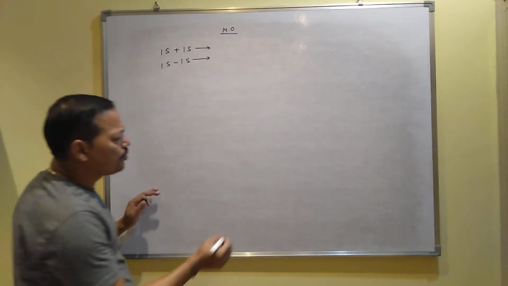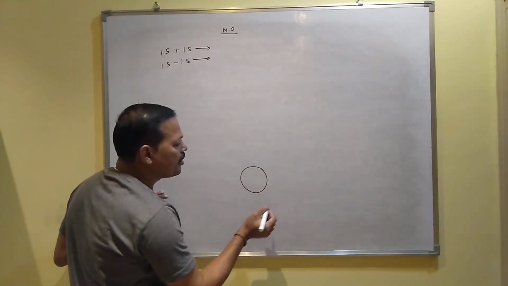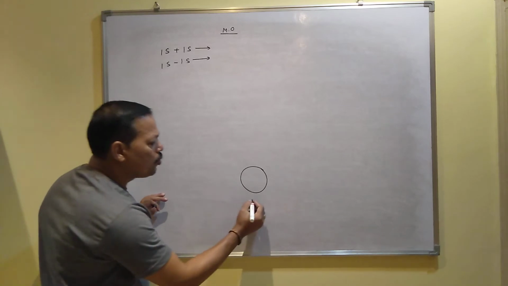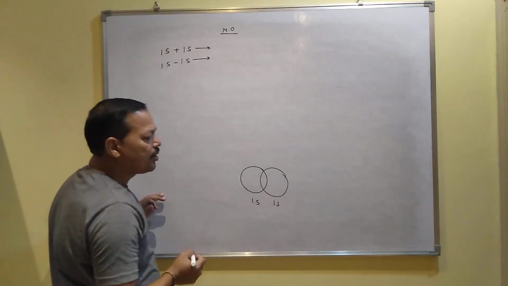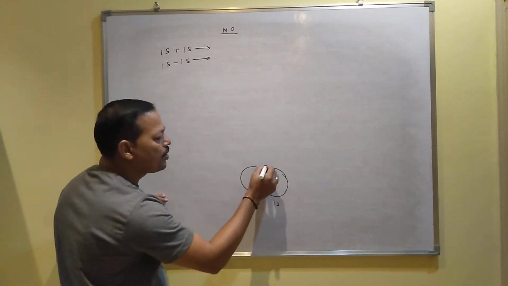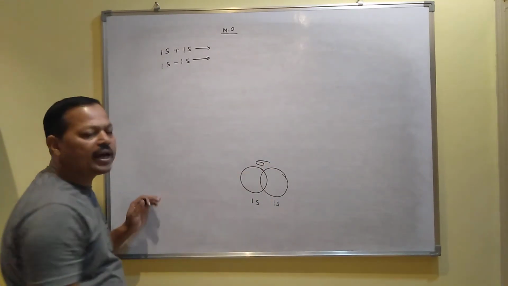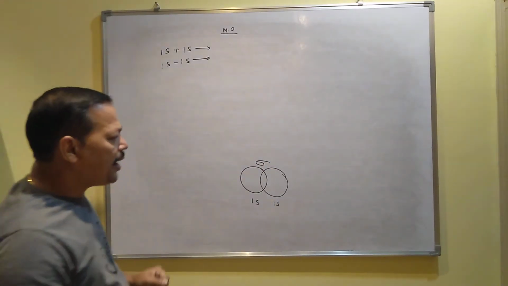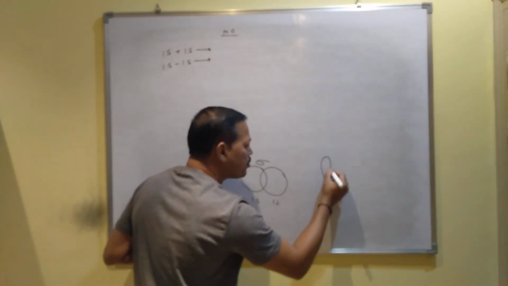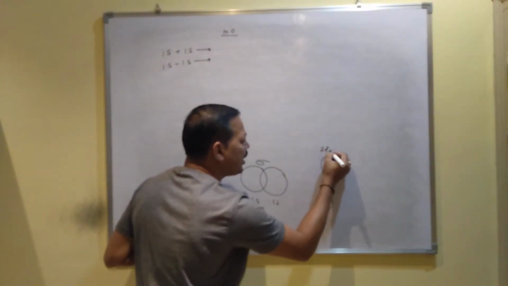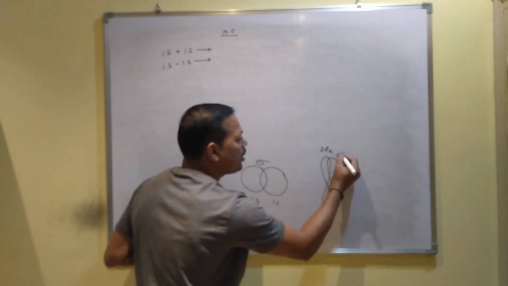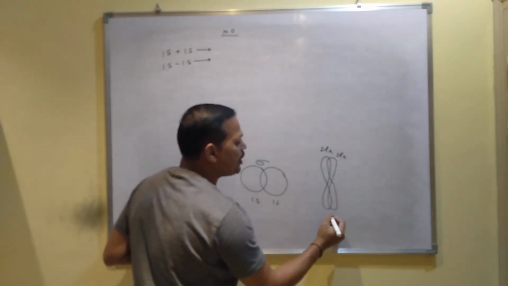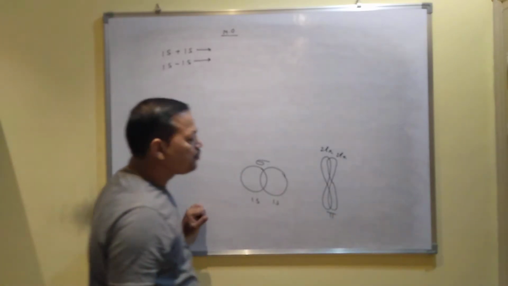As you know, s and s is spherical in shape. When 1s overlap with another 1s, what type of bond will form? The bond is called sigma, because head-on overlapping takes place. And suppose this is 2px and this is another 2px. This type of overlap is called lateral overlap, and lateral overlap produces a pi bond, you know.